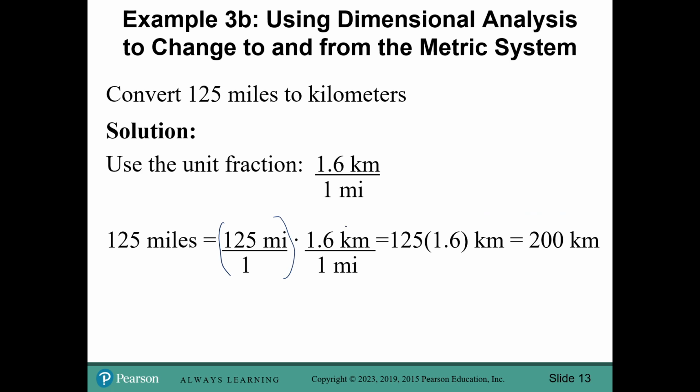So we put the miles on the bottom because we want the mile unit to cancel out and leave us just with the kilometer unit. So I'm putting 1.6 kilometers over 1 mile. That's the reason I chose this particular unit fraction. So now all I have to do is 125 times 1.6. 1 times 1 is 1. Anything divided by 1 is itself. So I'm really just looking at 125 times 1.6, which gives me approximately 200 kilometers. Just use your unit conversions, your unit fractions.